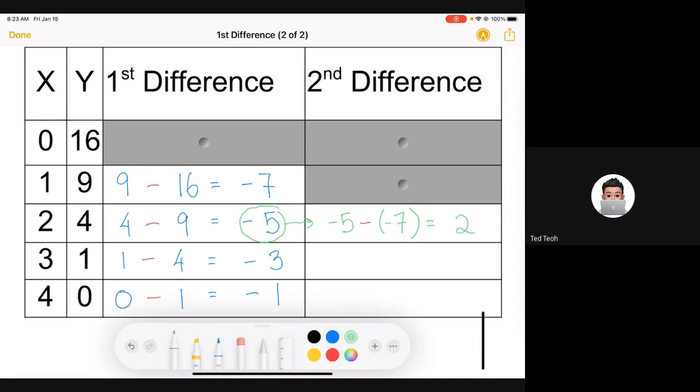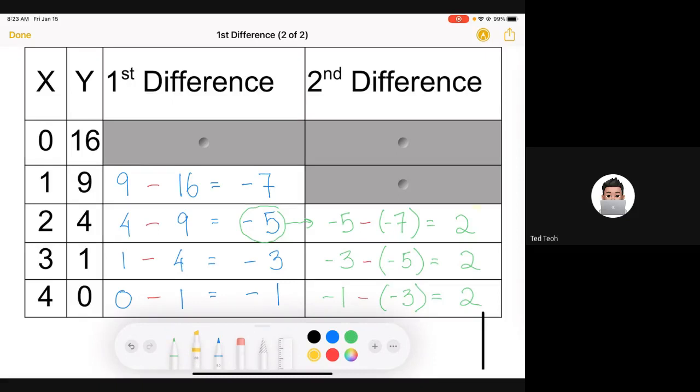You're going to repeat the process for the next 3 boxes. So it's going to be -3 subtract -5, and when I do that process, I'm going to get 2. You're going to notice that my second difference in this question is constant. It wasn't my first difference that was constant. In this question, my second difference is constant.